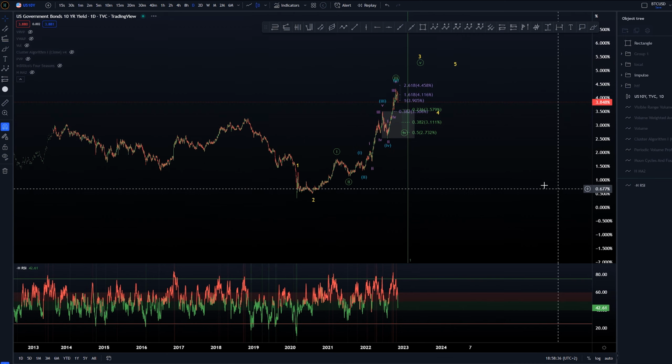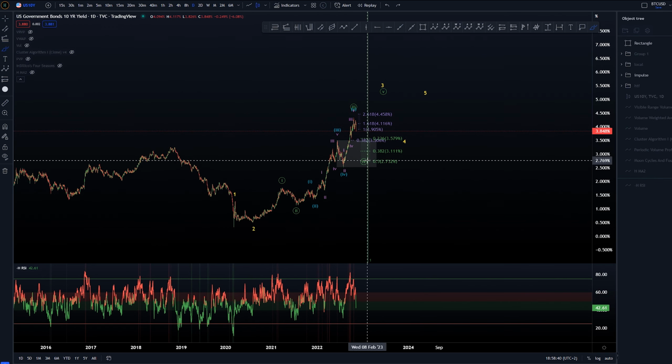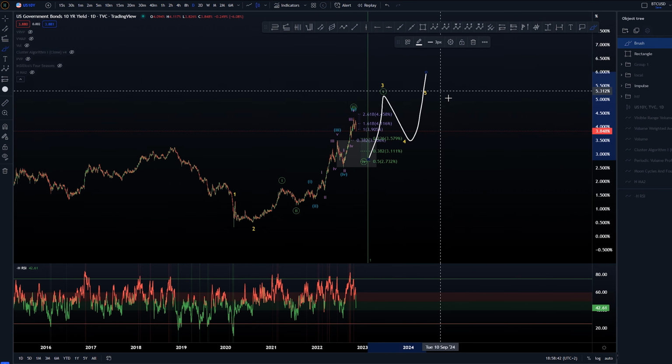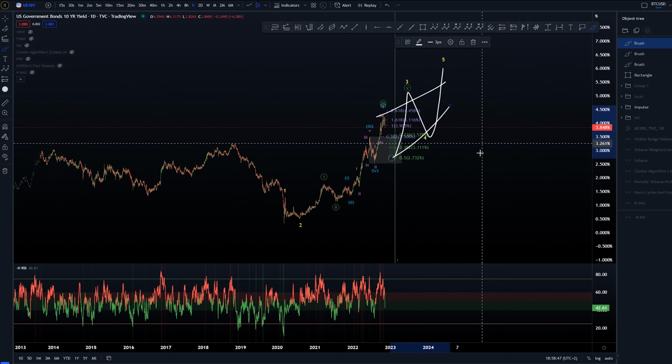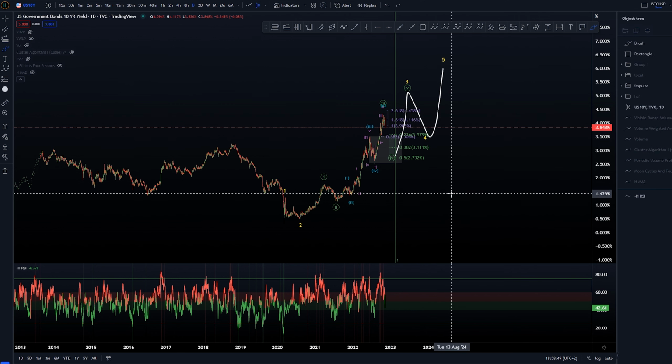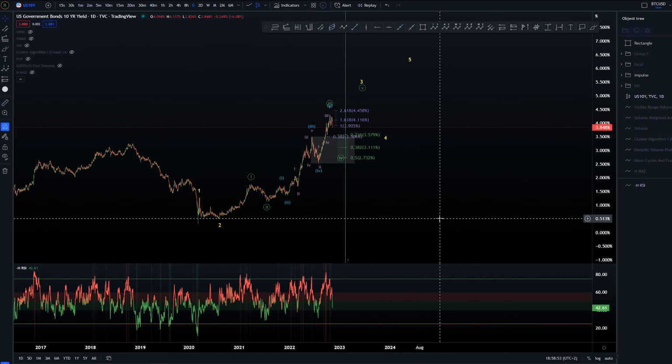Now on higher time frame again, this would be just the wave 4 of that third wave. So we would be creating something like this later on, creating this larger topping pattern, whatever it's going to be forming into. But that is the idea here. But I think that is pretty much everything I wanted to cover here on the government bonds for the 10-year yields.